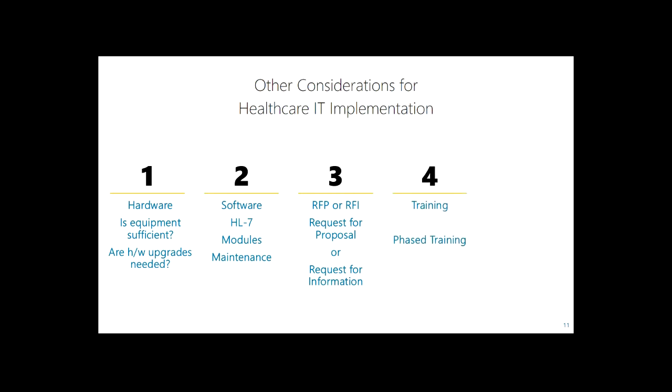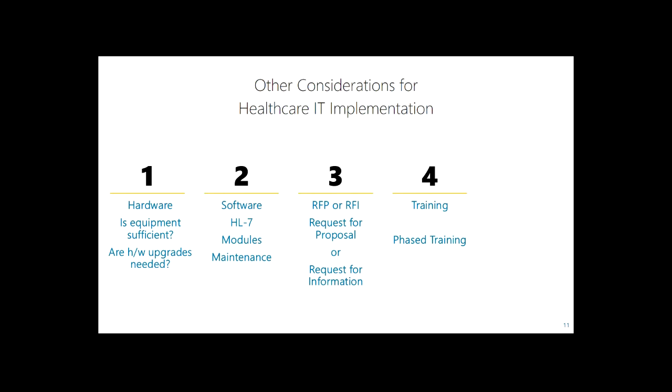Fourth one is training and phased training. So if you're putting in an EMR, so let's say you've done the RFP and you've selected a particular company to work with, and you're going to put in this new electronic medical record system, you have to decide who's going to get training first. Who are you going to delay in order to get the training done? Because it has to be continuous. You can't stop seeing patients just to do training. You have to continually see patients.